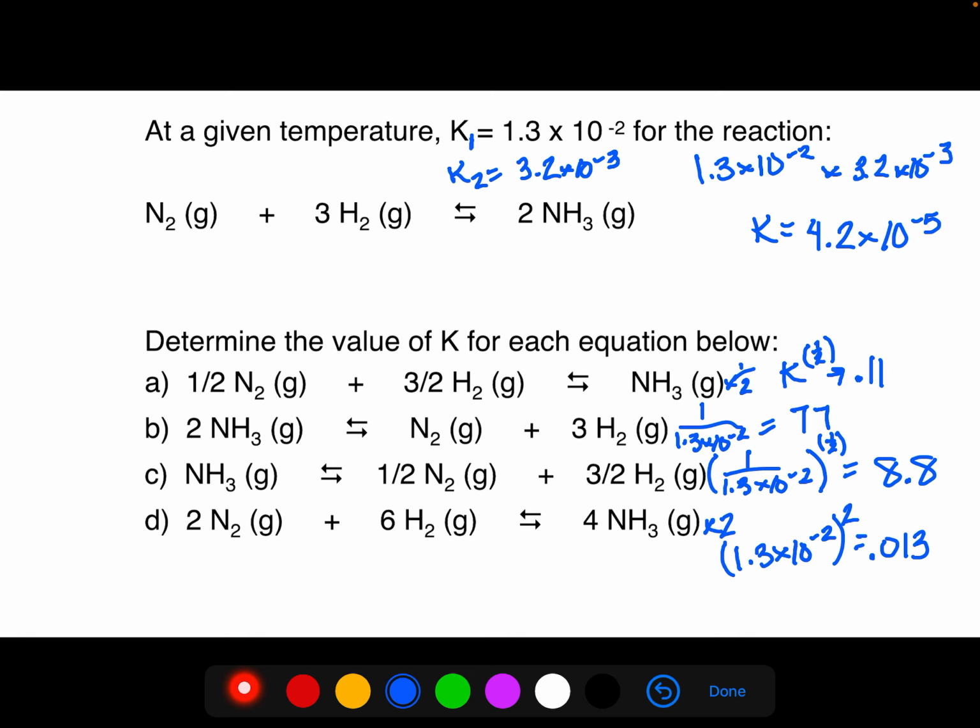So that's looking at comparing multiple equilibria. But like we said, pay attention to how the original equation changed to get the one that we're looking at. So you're either going to have to raise the K value to a power, take the inverse of the K value if the reaction flipped, or if you're combining equations, you're going to be multiplying those K values together.